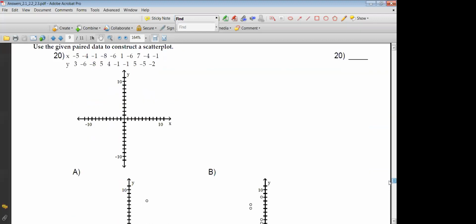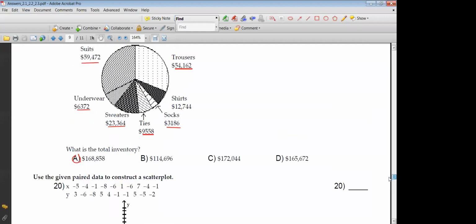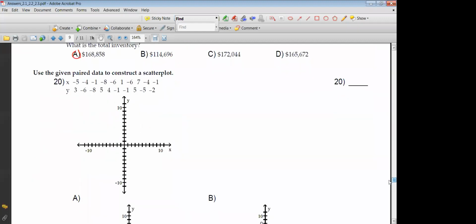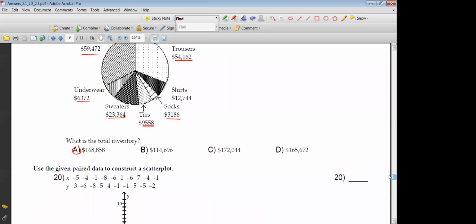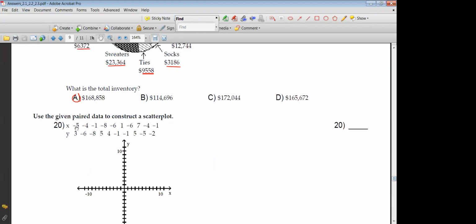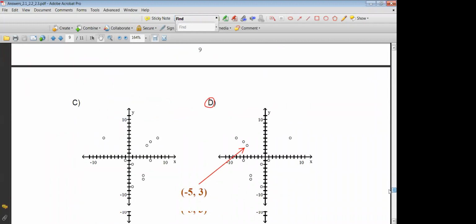I have a problem here on scatter plot, but you won't see one on the exam. I'll just go over it in case you had a question on it. A scatter plot is like back in the day when you had an XY axis and you were plotting ordered pairs. The first ordered pair I see here is my X value is -5 and my Y value is 3. There's that point, -5. You go 5 to your left and you go 3 up.